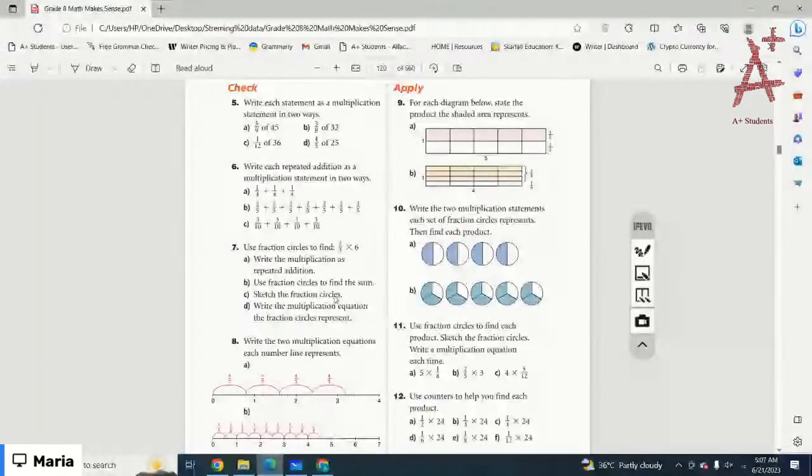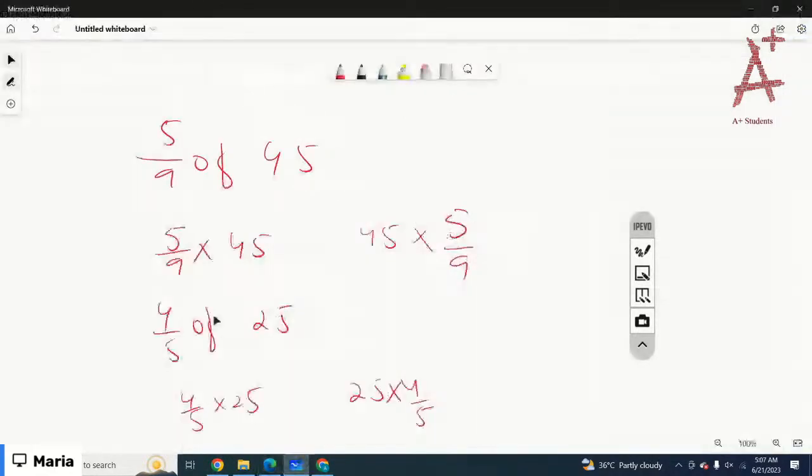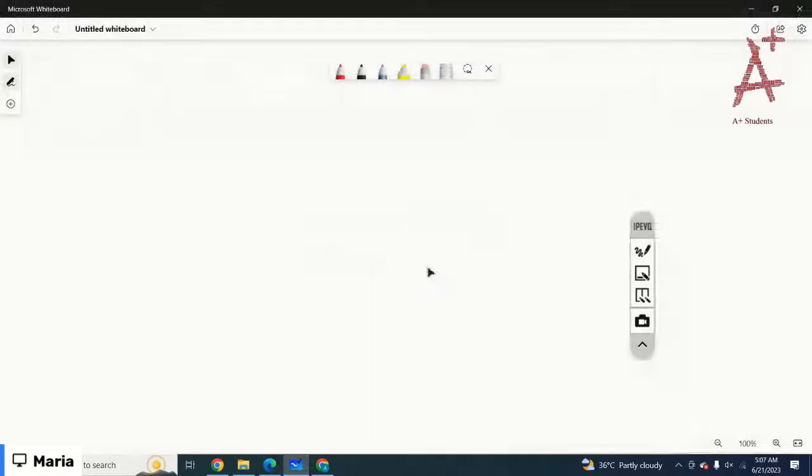Okay, look at question number 6. Write each repeated addition as a multiplication statement in two ways. So you are given the repeated additions, and you have to write them down as multiplication statements. Got it? So the first one is 1 by 4. This is written in addition form. You have to write it in multiplication form. So you can see how many times you have it.